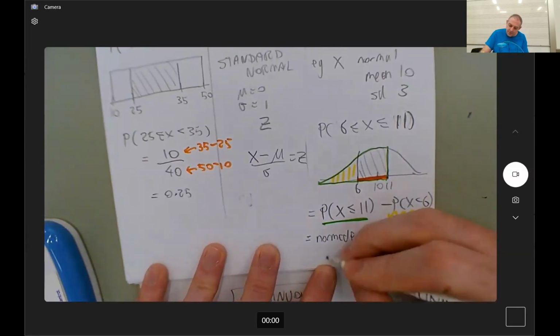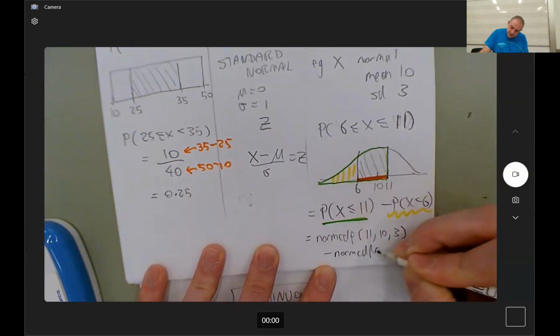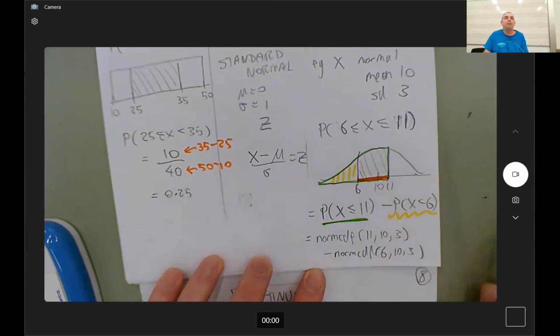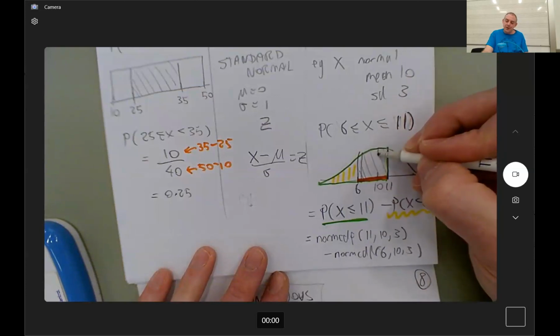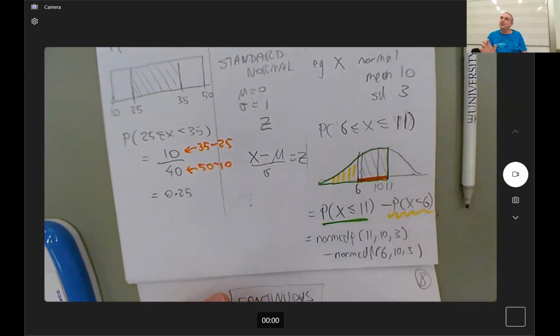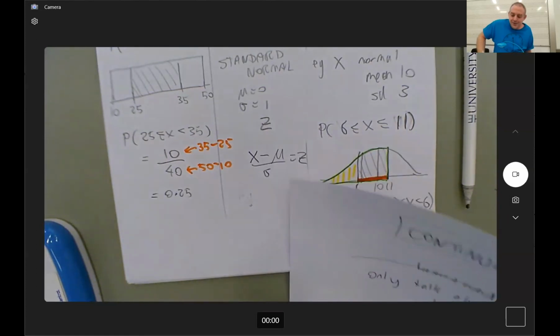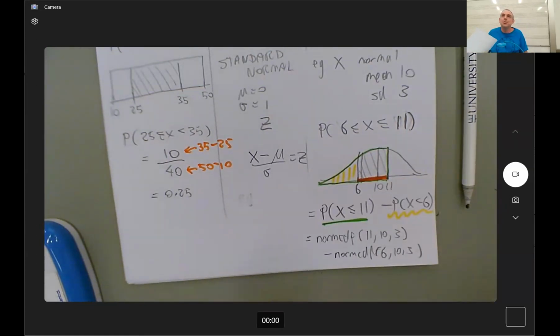That's the first bit, and then the second bit would be minus normcdf(6, 10, 3). And then your computer would tell you an answer. I'm pretty sure that the answer will be about 0.4. That's my guess. The reason I know this is that in a normal distribution, the zone between the mean and one standard deviation is about 34%, and we've got a bit more than that. So I'm going to go 40% and we'll see what happens there. Okay, cool.